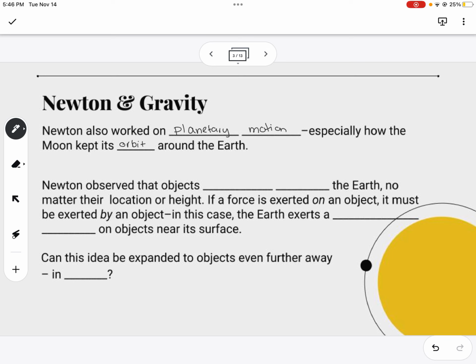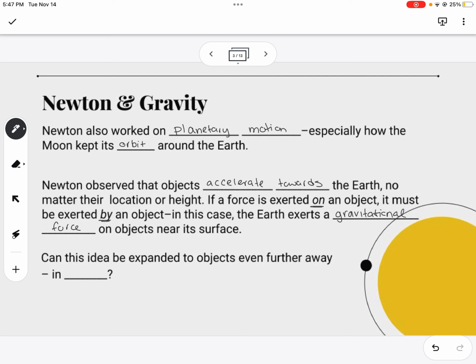So just to prepare you, Newton observed that objects accelerate towards the Earth no matter their location or height. So we've talked about this, right? It's the force due to gravity, right? If a force is exerted on an object, it must be exerted by an object. In this case, the Earth exerts a gravitational force on objects near its surface.